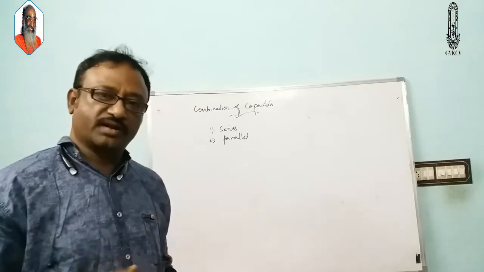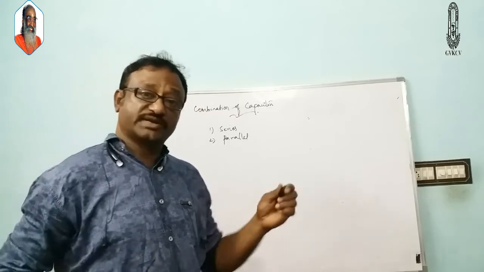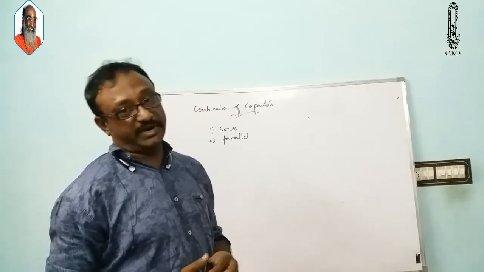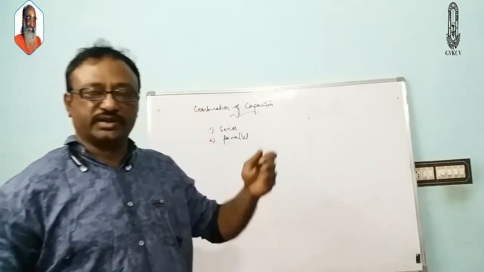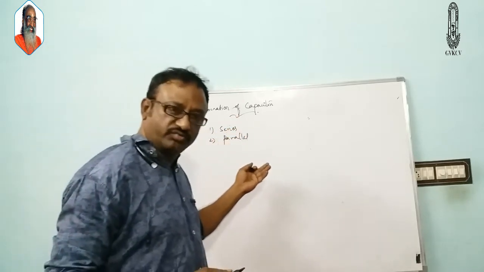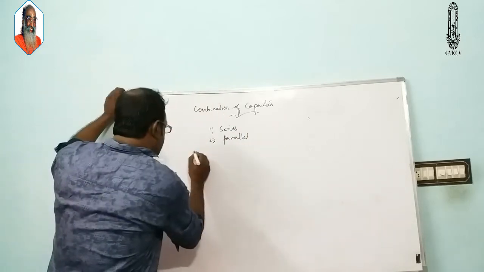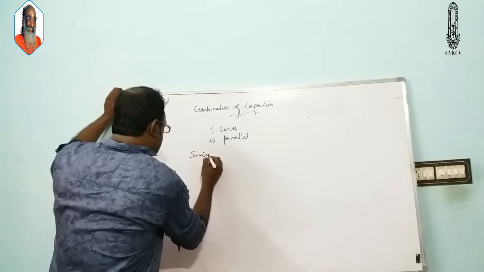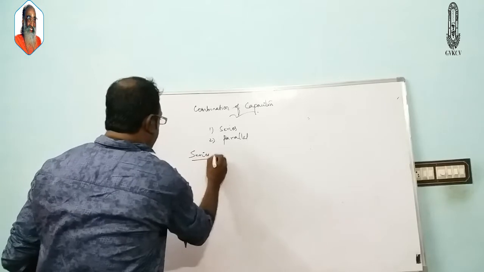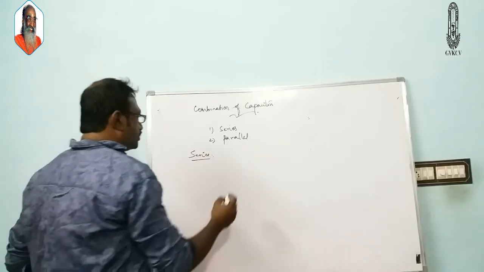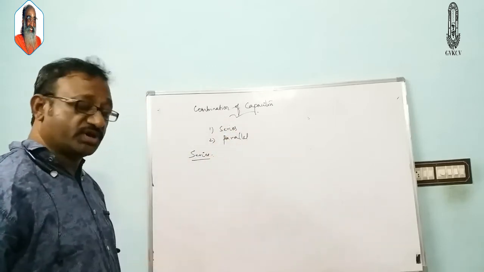In a similar manner, in the capacitors also, the effective capacitance can be increased or decreased by grouping them. So let us see what is going to happen in the case of the series combination of the capacitors and the parallel combination of the capacitors. First we will go with the series combination. Now here I'm going to take 3 capacitors. First, what is the series combination?